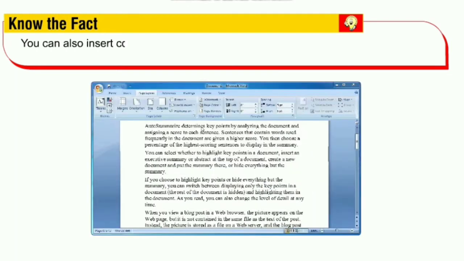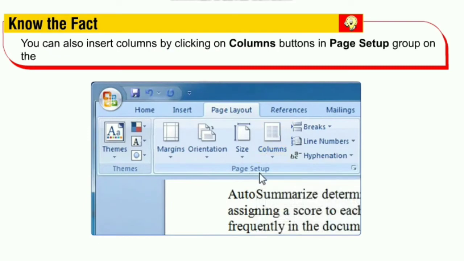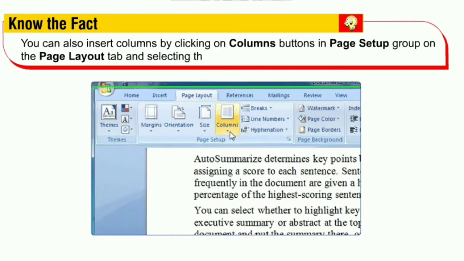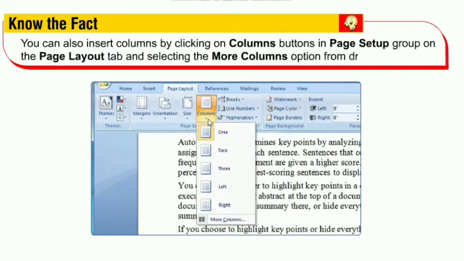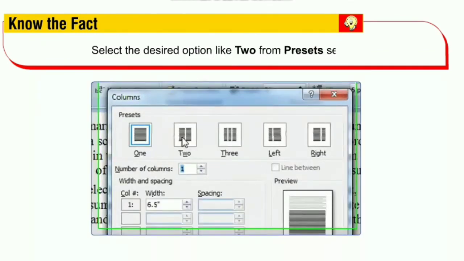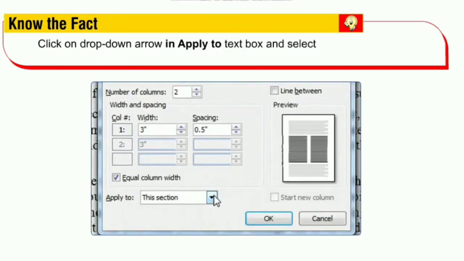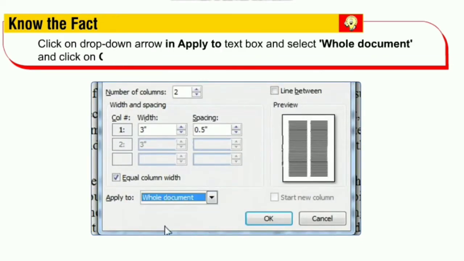Okay students, note some important points. You can also insert columns by clicking on the Columns button in the Page Setup group on the Page Layout tab and selecting the More Columns option from the drop-down menu. Select the desired option like Two from the Presets section. Click on the drop-down arrow in the Apply to text box and select Whole Document and click on OK.